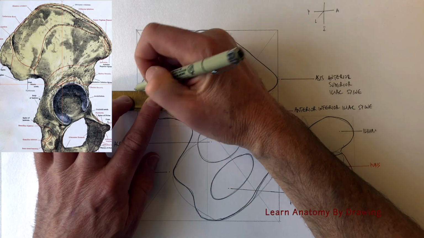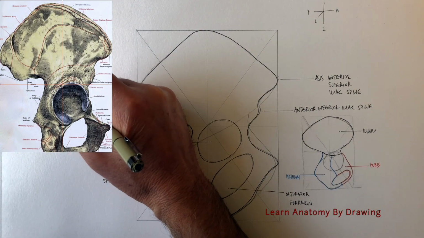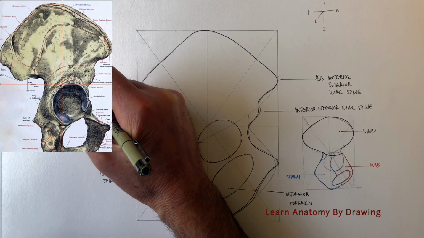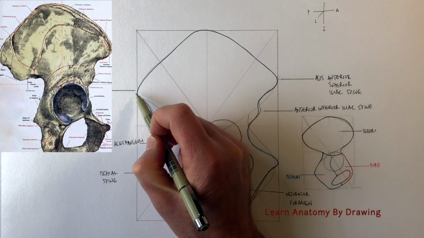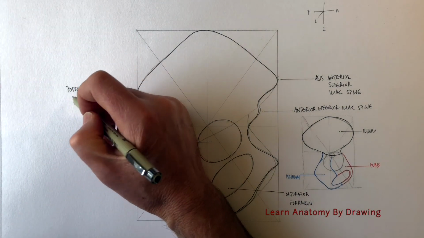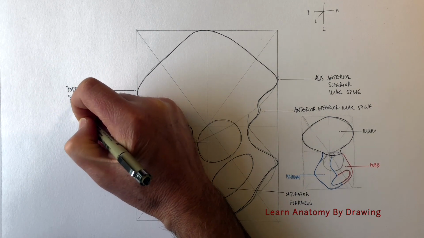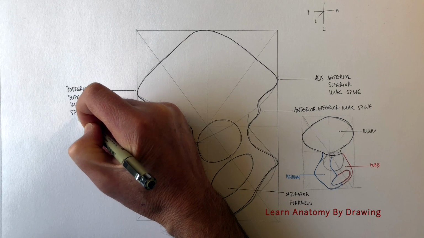And there's a posterior. Now this is where you see those dimples. In some people you see dimples at their back there, where the fascia is tethered. And it is the posterior superior iliac spine.